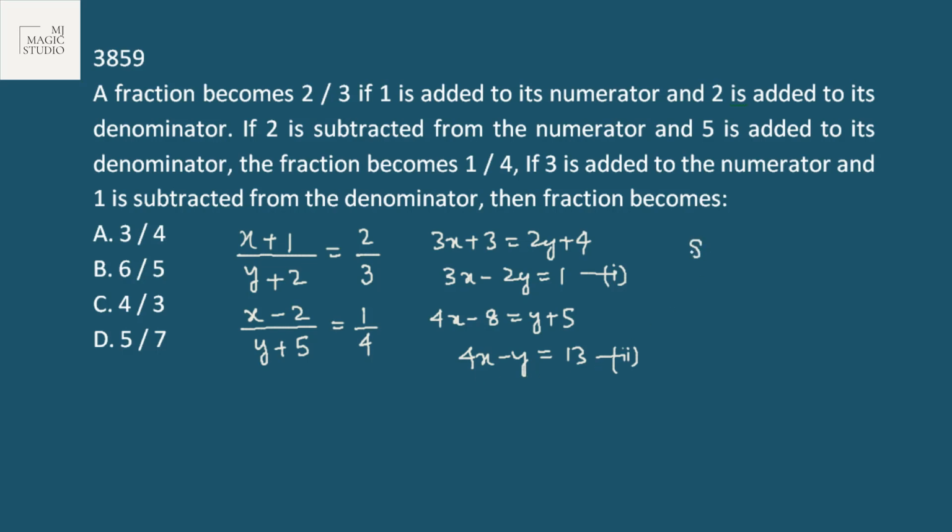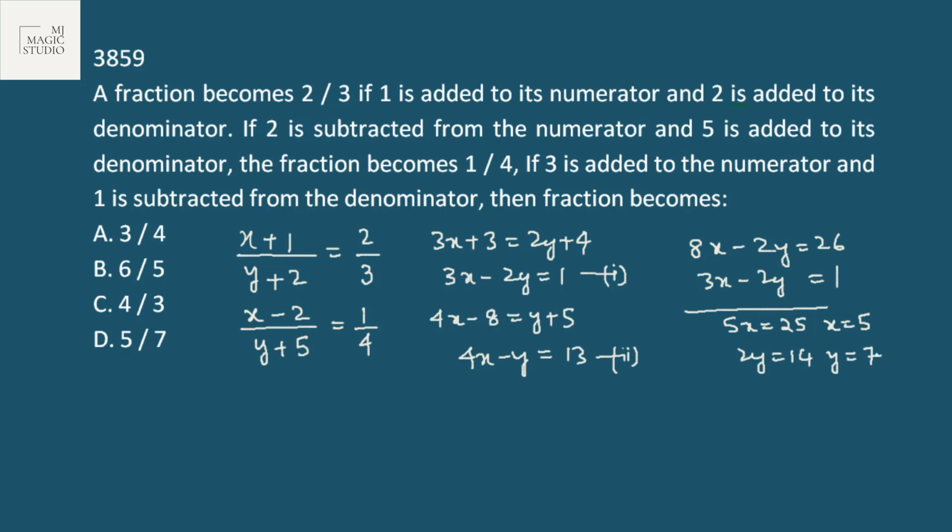Now if we solve these 1 and 2 equations simultaneously, we can find the value of x and y. Let me multiply the second equation by 2. Then 8x minus 2y is 26, and 3x minus 2y is 1. On subtraction, 5x is 25, which gives x equal to 5. And on putting x equal to 5 in equation 1, 3 times 5 is 15, and 1 minus 15 would be minus 14. So 2y is 14, y is equal to 7. So our fraction is 5 by 7.